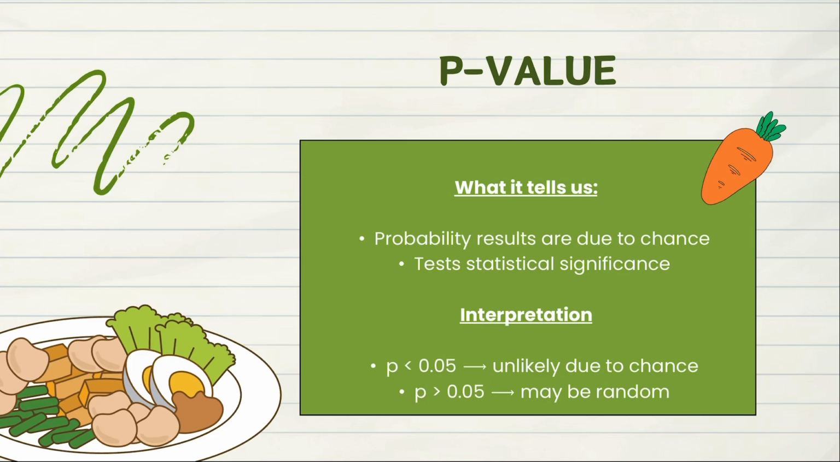In RCTs, the p-value tests whether the difference between the intervention and control groups is likely due to chance. In prospective cohort studies, the p-value tests whether the association between exposure and outcome could be due to chance. But it's very important to remember that confounding factors may still exist in these studies.